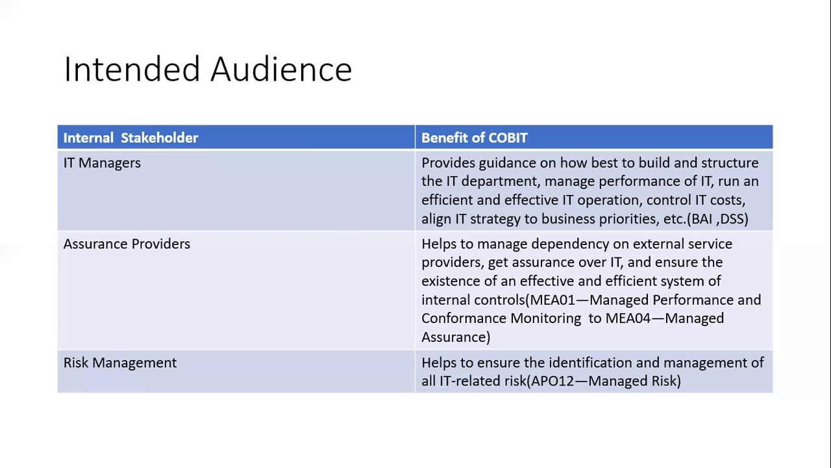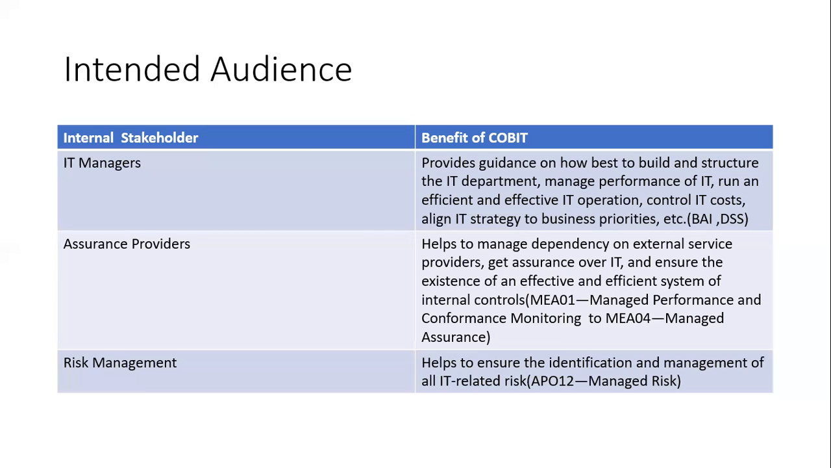in the auditing environment. Even the other components, like the organizational structures, information, principles, policies and procedures, people, skills and competence, culture and behavior, auditors can ask questions. All those components of the governance system can be used by assurance providers to determine whether the running of the organization is in line with best practice. So MEA01 to MEA04, managed assurance, are very, very relevant objectives for assurance providers.